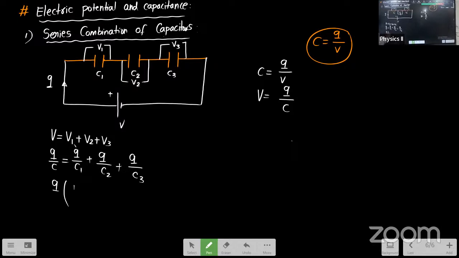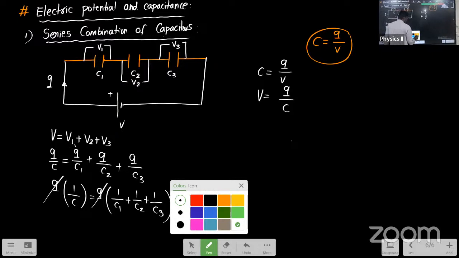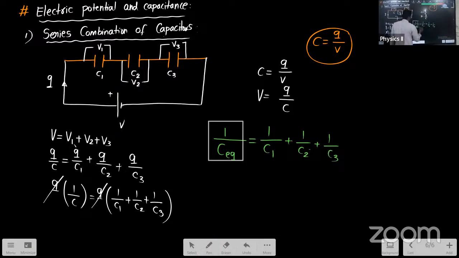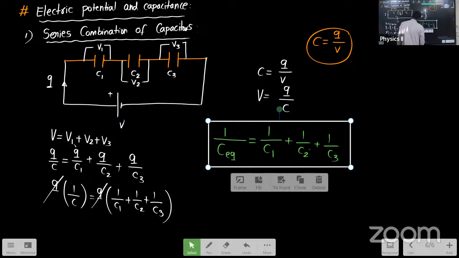Taking Q common, what do we get? 1 by C is equal to Q times 1 by C1 plus 1 by C2 plus 1 by C3. This Q and this Q will get cancelled. Finally, I can write down the final answer for equivalent capacitance: 1 by C equivalent is equal to 1 by C1 plus 1 by C2 plus 1 by C3. This is the final answer for the equivalent combination of capacitors connected in series.